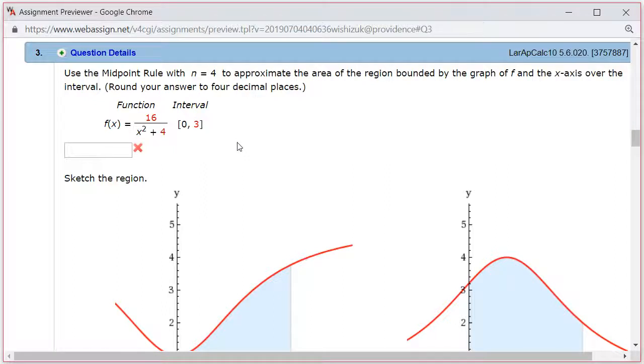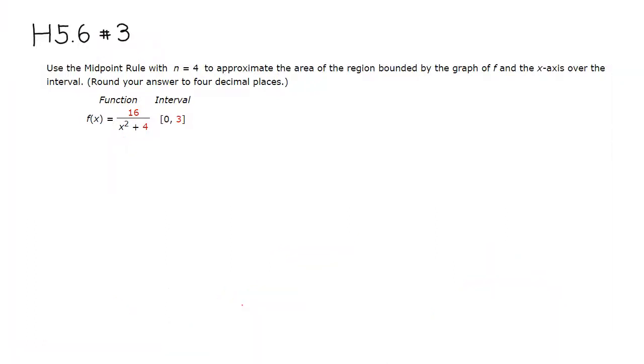All right, so let's do that. First we need to find delta x. Remember that delta x is equal to b minus a, which is the length of the interval, divided by the number of rectangles we're going to use, in this case 4. So b is 3, a is 0, and n is 4. So delta x is 3/4.